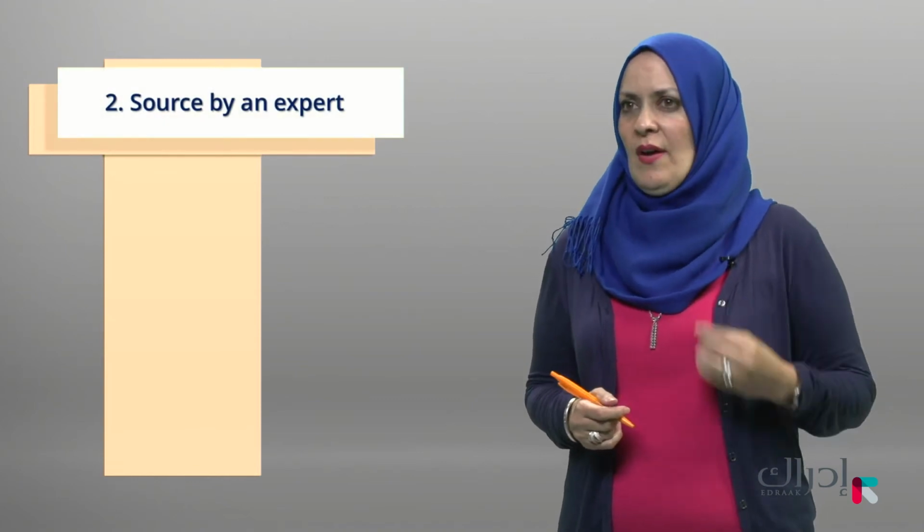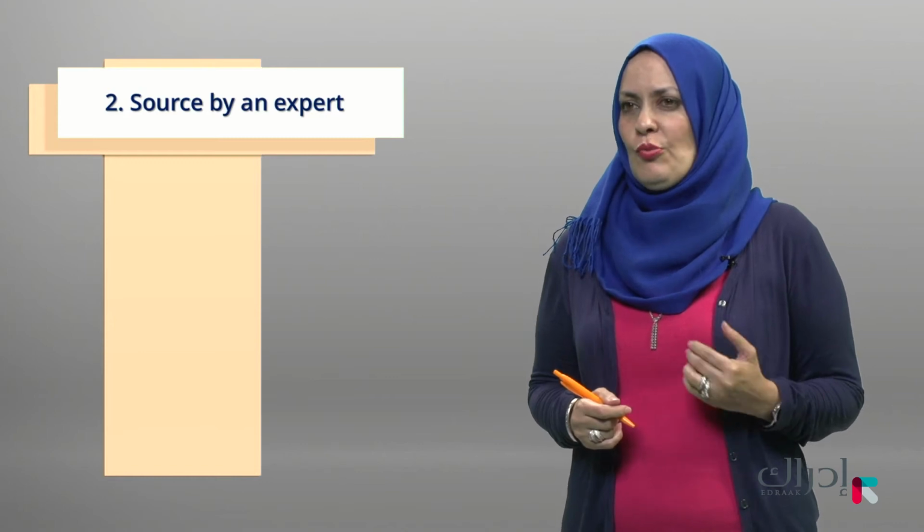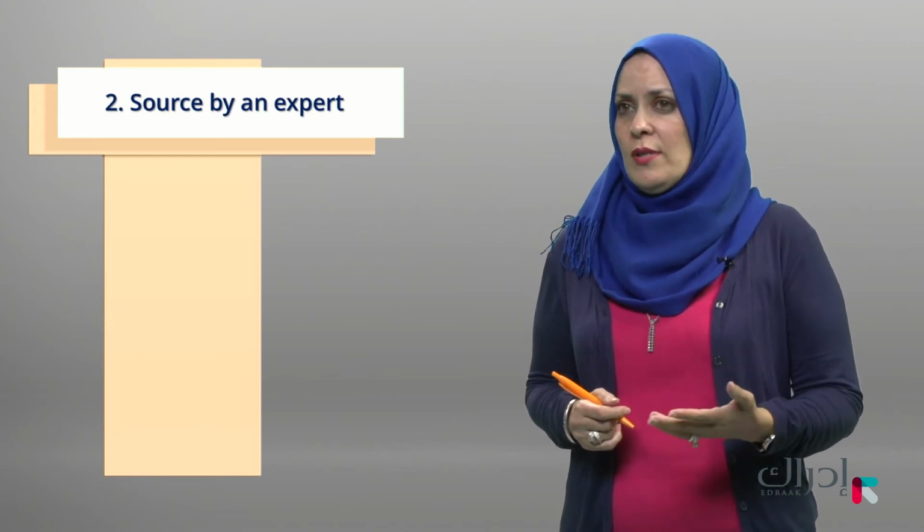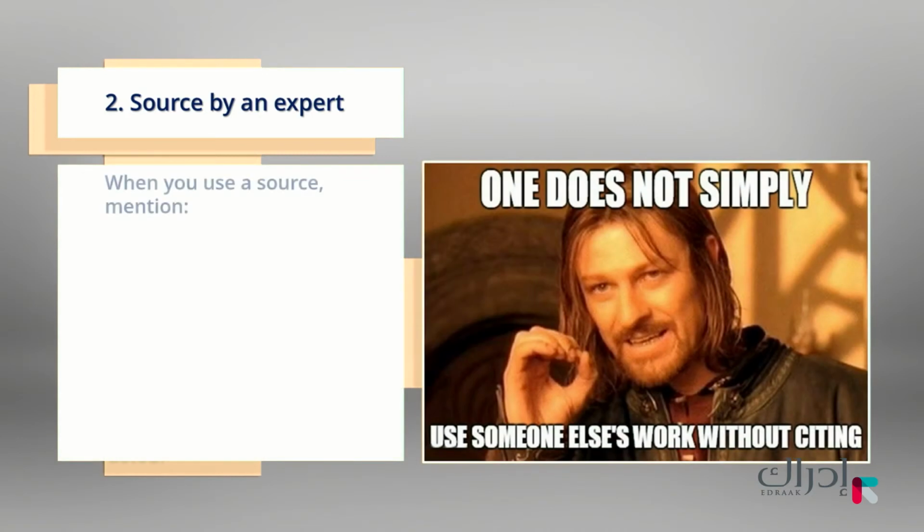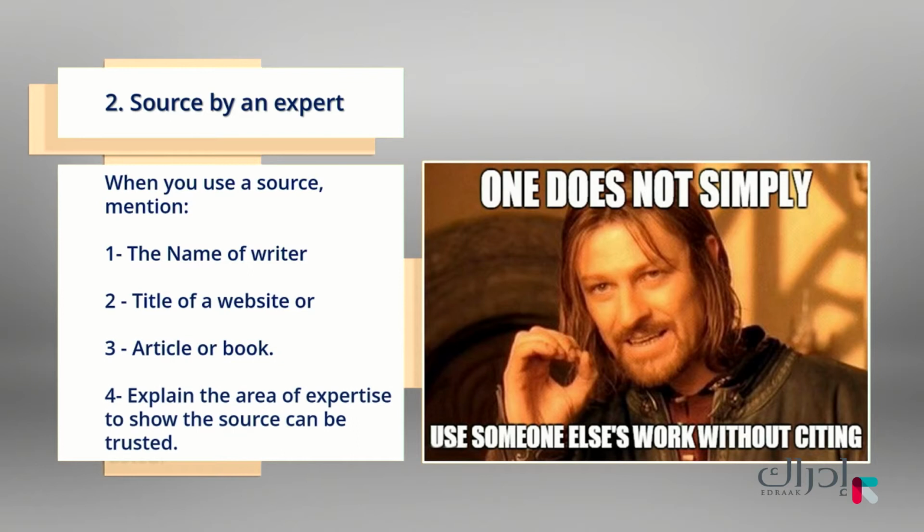Number 2, source by an expert that supports the counter-argument. A quote or piece of evidence by an expert is used to support the idea. When you use a source, mention, number 1, the name or writer, the title of a website or article or book. Explain the area of expertise to show the source can be trusted.